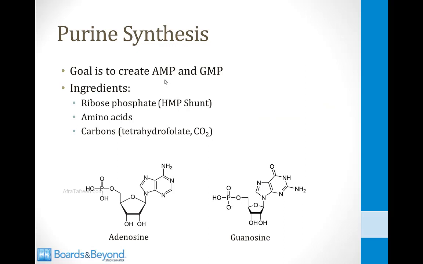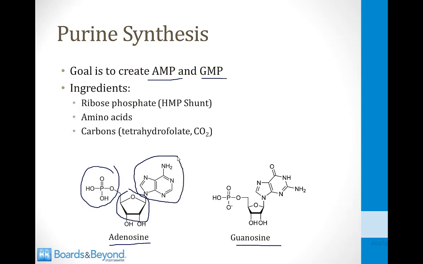So the goal of purine synthesis is to create a molecule of either adenosine monophosphate or guanosine monophosphate. I've drawn the structure of adenosine monophosphate on the bottom here and also guanosine monophosphate. They both have one phosphate moiety, that's why they're called monophosphate. They both have a sugar in the middle. This is a 5-carbon sugar, which is ribose. It's also sometimes called a pentose because it contains 5 carbons. And then they both have a base over here on the side. In this case, it's adenine, and in this case, it's guanine. You can see that adenine has a nitrogen group, and guanine has an oxygen group and a nitrogen group over here.